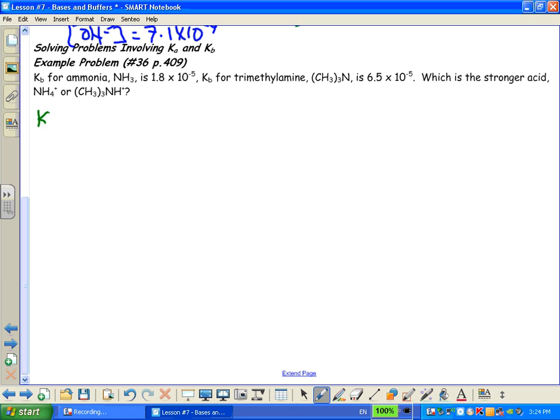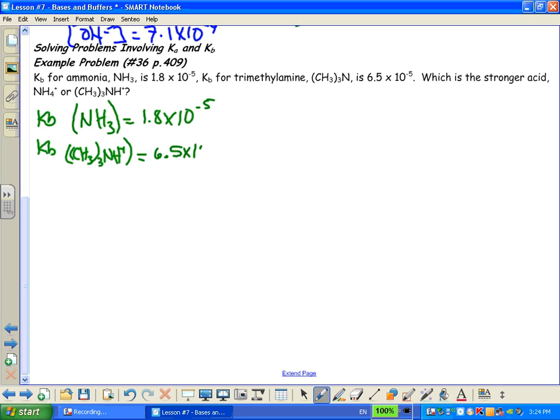Okay, so we know that the Kb here is going to be 1.8 times 10 to the negative 5, and the Kb for trimethylamine is equal to 6.5 times 10 to the negative 5. So I'm just restating what was given in the question so we can start to break it down.